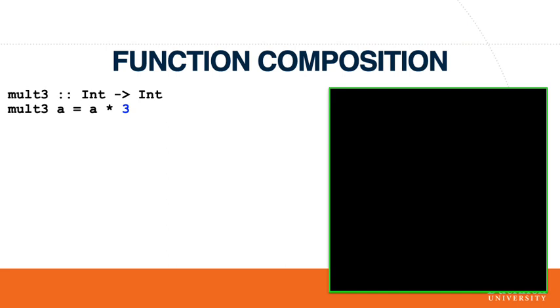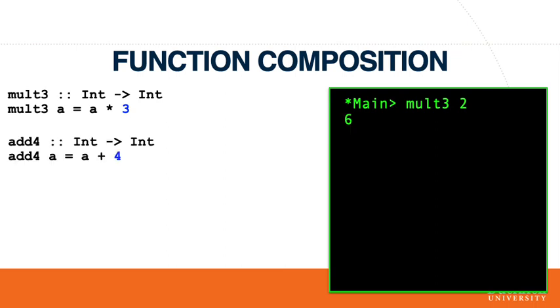Consider function composition. Suppose we want to have a function that just takes whatever number and multiplies it by 3. For example, let's apply this function multiply by 3 to the number 2. 2 times 3 is 6. Suppose we have another function called add4 that just takes whatever number and adds 4 to it. So if we multiply by 3 and then add 4, 2 times 3 is 6. 6 plus 4 is 10.